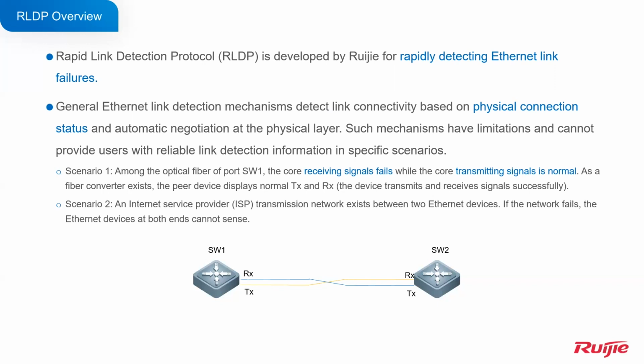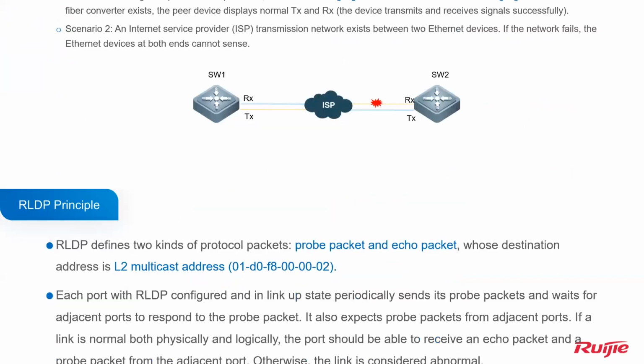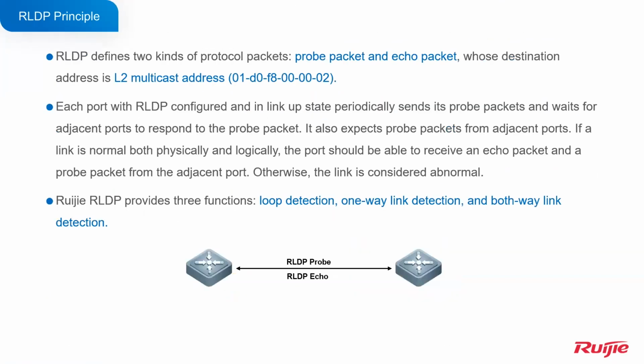And the second scenario is that an ISP transmission network exists between two Ethernet devices. If the network fails, the Ethernet devices at both ends cannot sense the failure in the network. So in this case, what we can use is the RLDP. So let's see the principle.